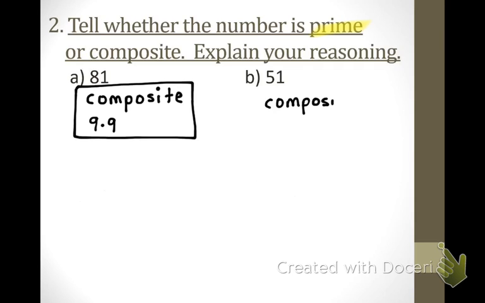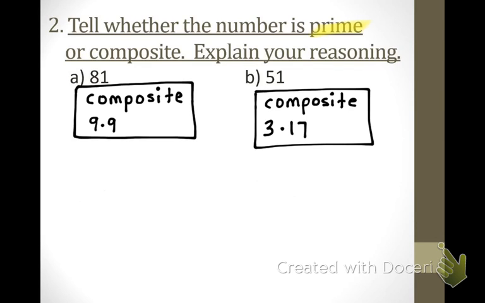I don't want a big long explanation. Just tell me, what is it, guys? 3 times 17. That's all I want for your reasoning. Any questions for me on that?